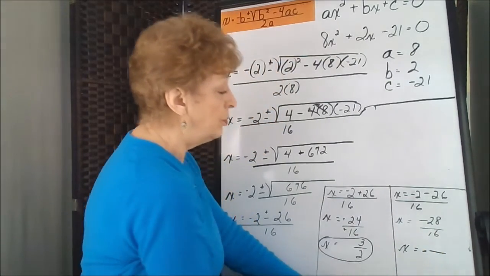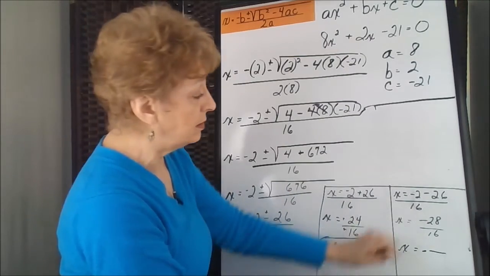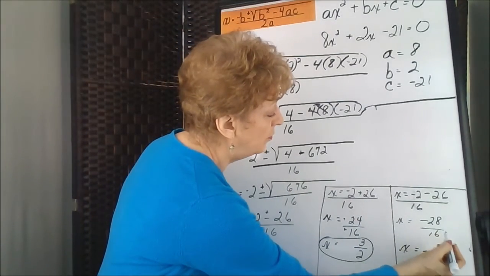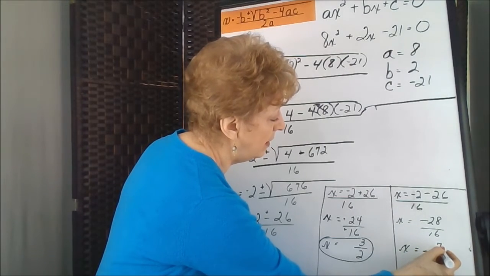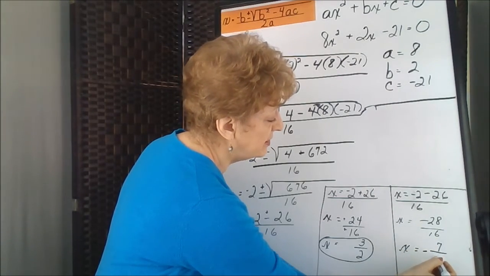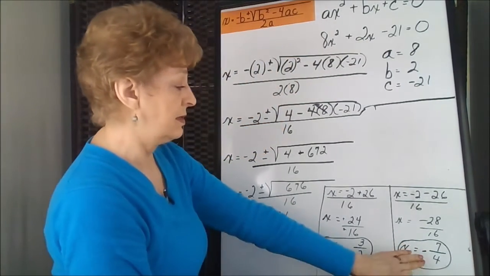Let's see, 2 will divide into 28 and 16, but I can also see that 4 will. So I'm going to use 4. 4 divides into 28 7 times, and 4 divides into 16 4 times. So our other root is negative 7/4.